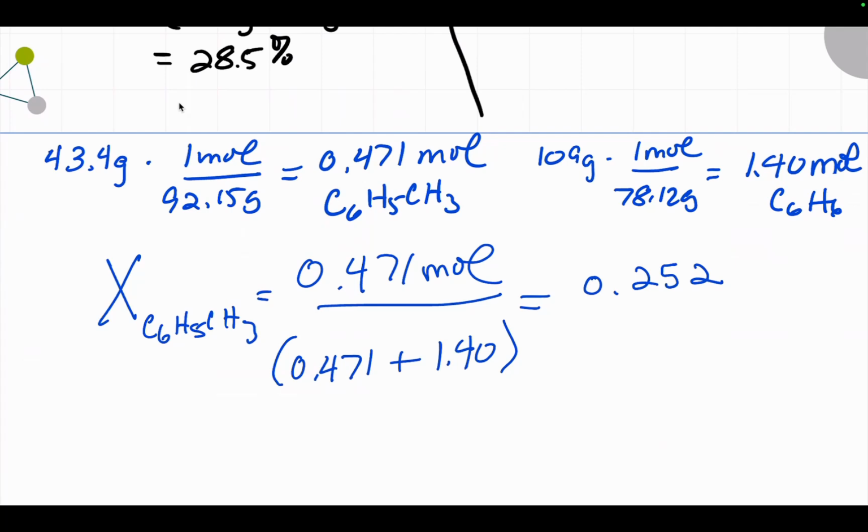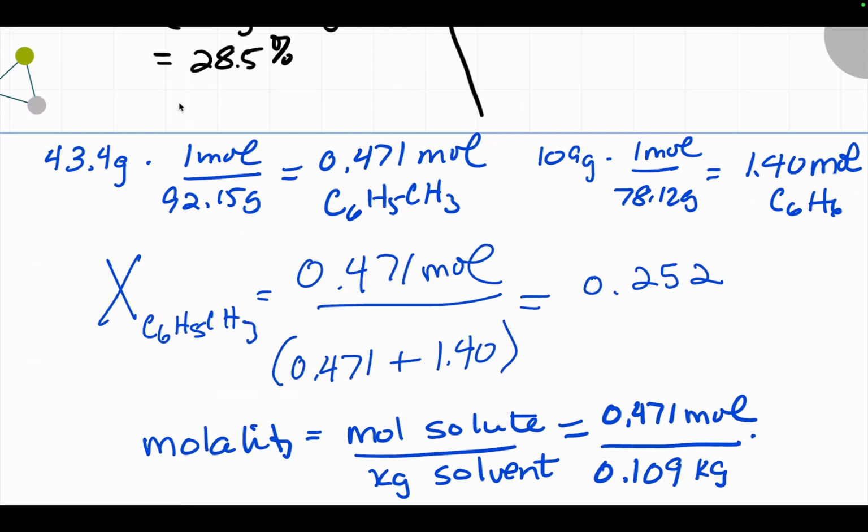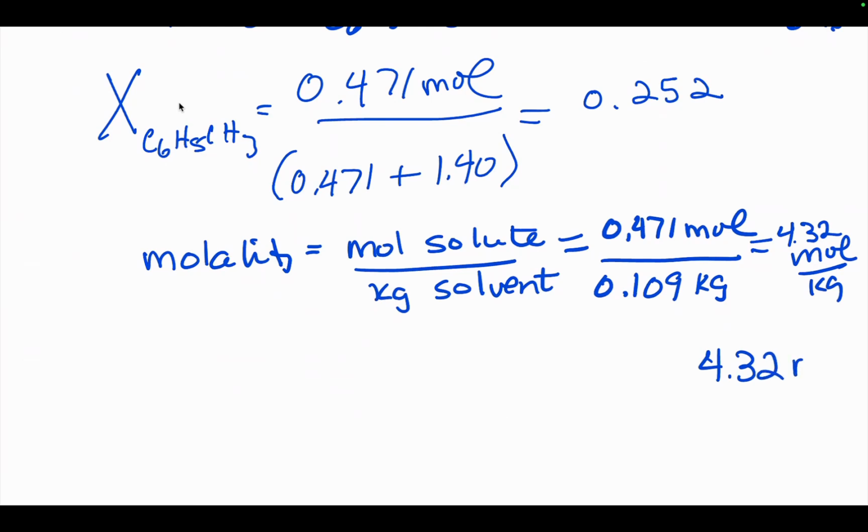Next, they want to know molality. Molality is moles solute over kilograms of solvent. So this is a little different than molarity. It's mass, not volume, and it's the solvent, not the whole solution. So in this question, I've already got my moles of toluene, which is 0.471. And I know my grams of benzene, my solvent, is 109 grams, which would be 0.109 kilogram. So when I do this, I end up with 4.32 moles per kilogram. A mole per kilogram, you can also write that as small m for molality.